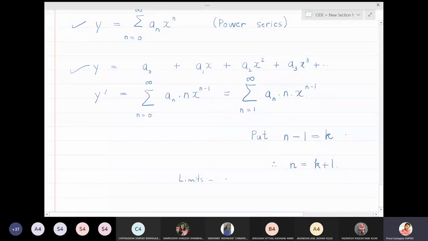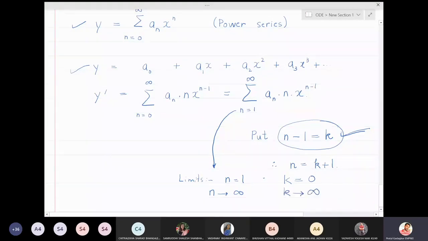If n is equal to 1, this is the lower limit. This means k will be equal to 1 minus 1, so at that point k will become 0. I am repeating this: the lower limit is n equal to 1, and if n is equal to 1, this expression gives k equal to 0. If n tends to infinity, this same expression gives that k also tends to infinity.